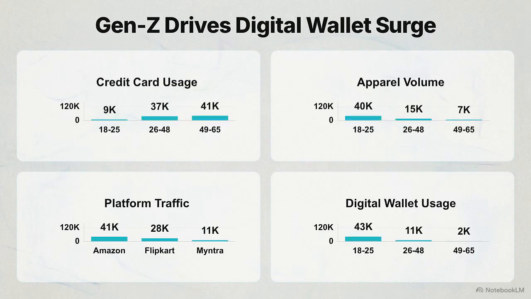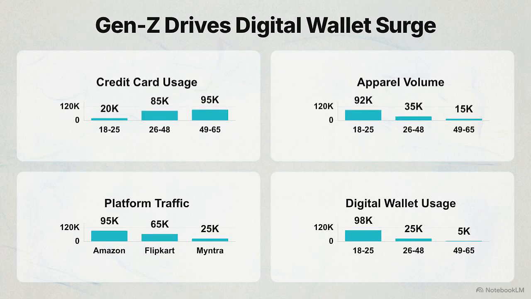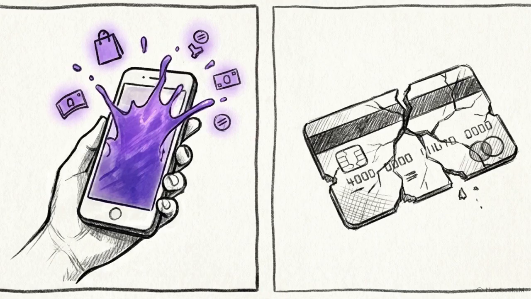This dashboard highlights transaction volume across age groups. Older demographics, those 26 to 65, already rely heavily on traditional credit cards for daily spending. By contrast, isolating the youngest bracket reveals completely different habits, showing an overwhelming preference for digital wallets and online apparel platforms. They spend heavily online, but rarely use traditional credit cards.